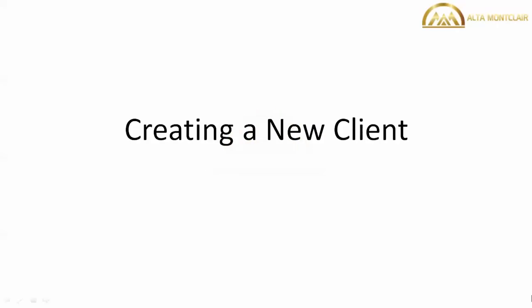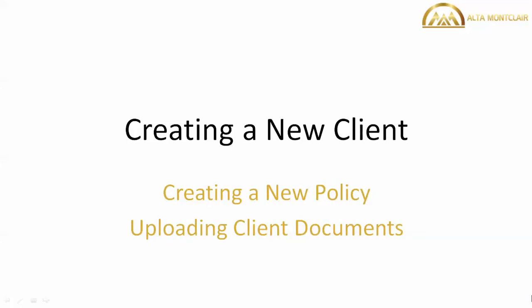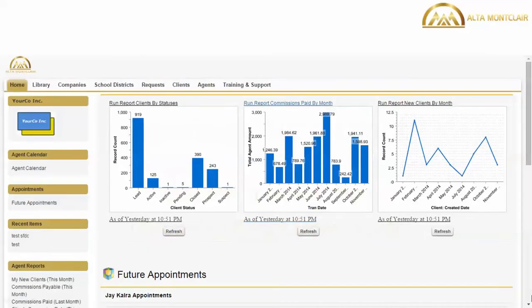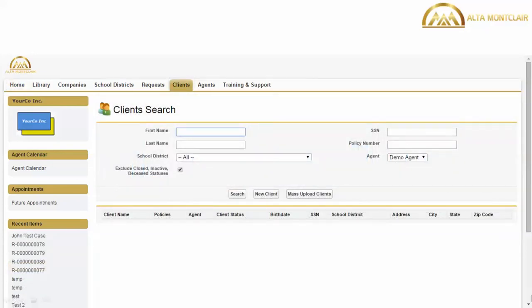Welcome to Alta Montclair. In this short video, we'll cover the process for creating a new client, creating a new policy, and uploading client documents. It all starts by logging into the portal and from any page clicking the Clients tab, which will land you on the Client Search page. To create that new client record, click the New Client button.